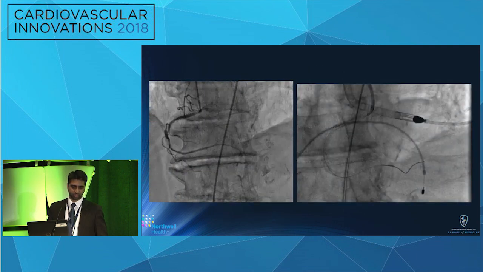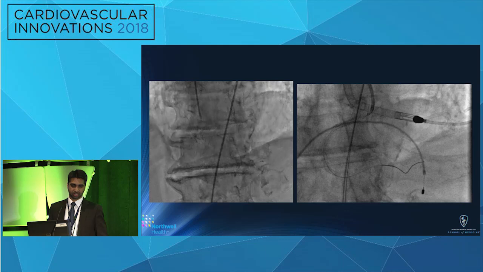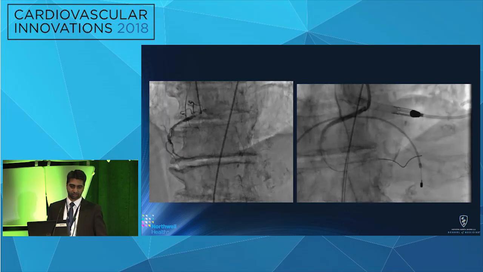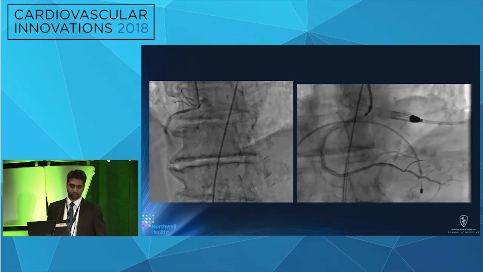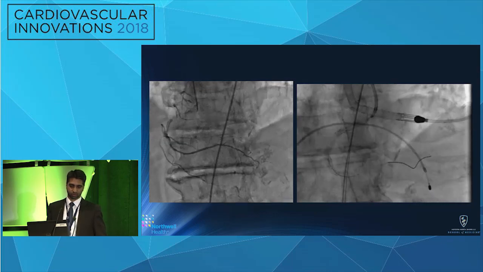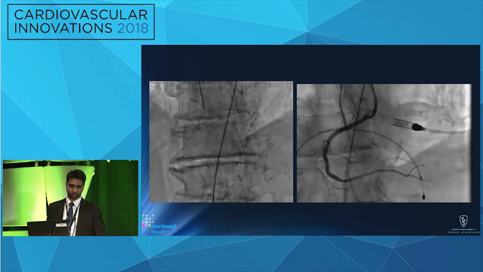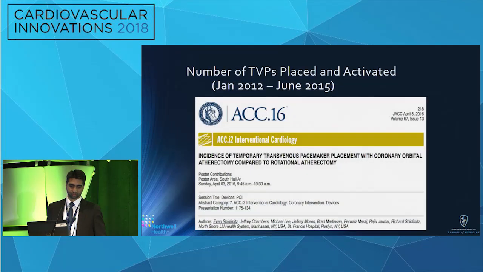You can see here in a certain case, here's a very ostial RCA calcified lesion and a mid calcified lesion. This is a patient with a very low EF, so we used hemodynamic support. And you can see here, with rotational atherectomy, the ostial lesion going all the way through, we were able to successfully treat this lesion.